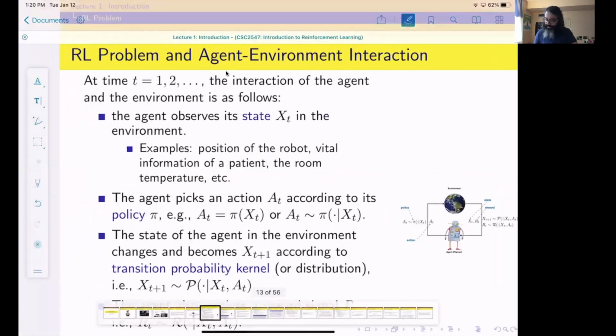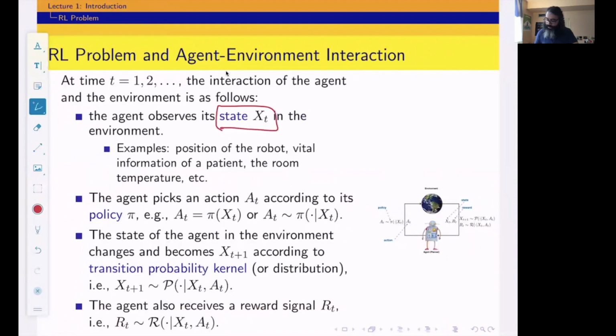Okay, so it observes its state. And what is state? State is, as I mentioned, like the position of the robot or vital information of the patient. More generally or more accurately, state is essentially a variable that summarizes whatever has happened, or it contains all the information that the agent needs to know. I will have a more basic explanation of what it is in some lecture notes that I will post. But we can think of it currently as some variable that summarizes whatever has happened to the agent so far. And that's all the information that the agent needs to know about its state in the environment.